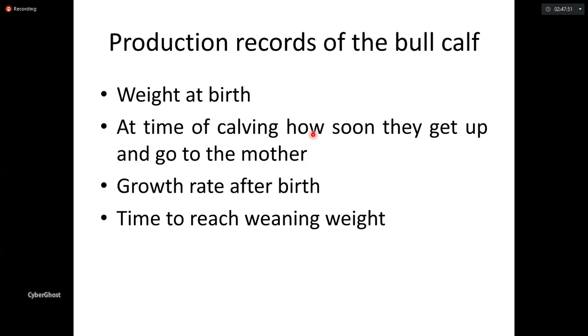So what are the production records of these animals? We can check the weight at birth. And what are the other basic characteristics of these animals? Which means whether they got up as soon as they were born, went to their mom and started drinking milk. The growth rate after birth. And the time they took to reach their weaning weight or weaning age. Or the amount of feed that they consume, maybe 1 kilogram of feed for 2 to 3 consecutive days.